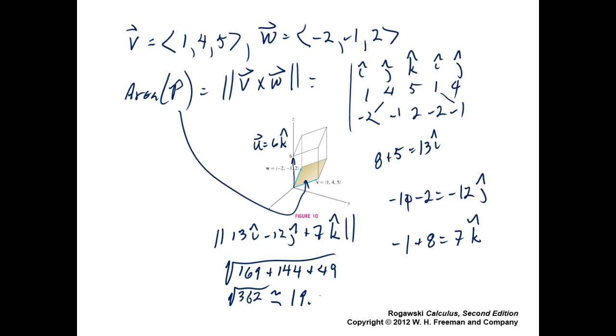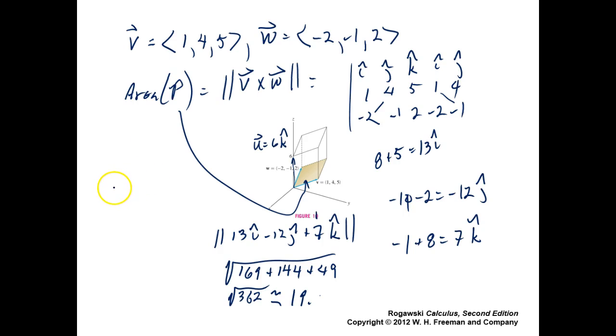Part B says, calculate A, we did. B, the volume of the parallelepiped in figure 11. So you had to look at the figure, and that figure shows that the vertical leg is 6K. So your U is the line 6K. Now, we've got to dot that with our V cross W. Well, we just had our V cross W.